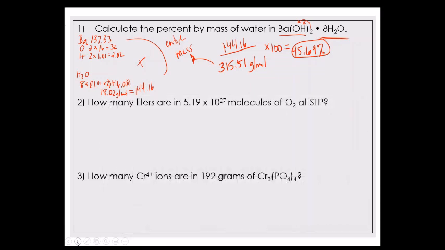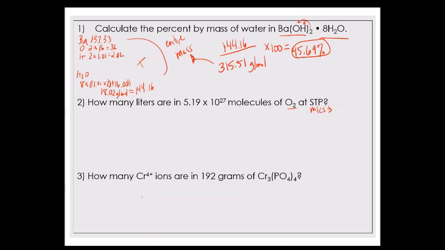All right, now let's look at this next one. How many liters are there in 5.919 times 10 to the 27th molecules of oxygen? Now remember, oxygen's diatomic. It's one of these diatomic elements that is a molecule because it shares electrons, but it's actually an element because it only has the one element in there. All right, so I'm starting with molecules. From molecules, where's the only place I can go to on the mole map?